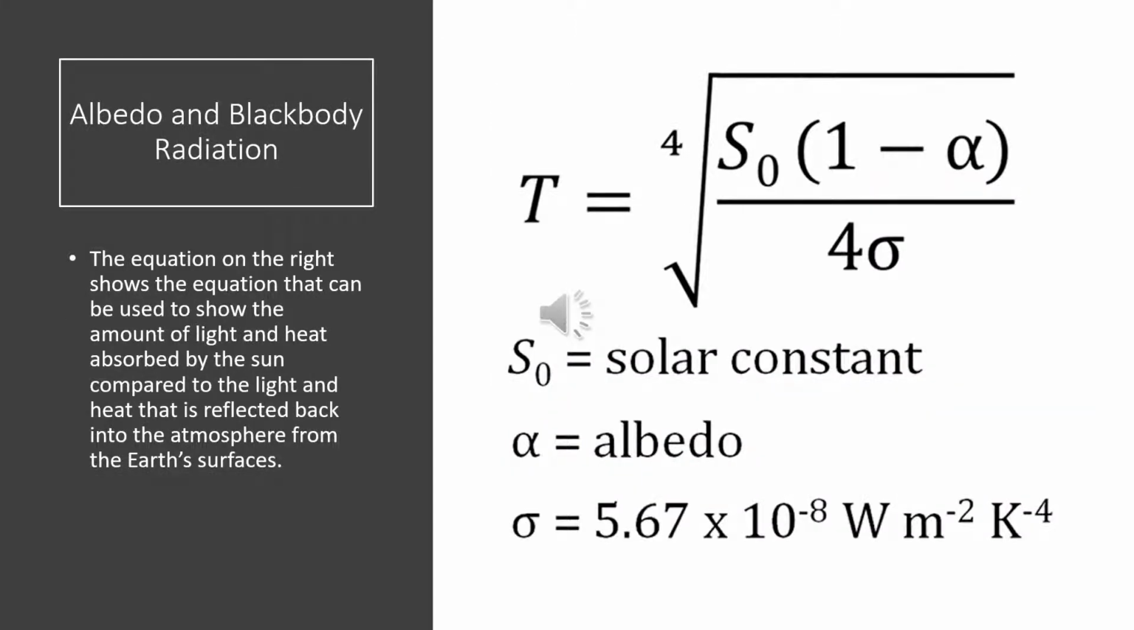This slide shows the relation of albedo and blackbody radiation. The equation on the right can be used to show the amount of light and heat absorbed from the sun compared to the light and heat that is reflected back into the atmosphere from the Earth's surface.